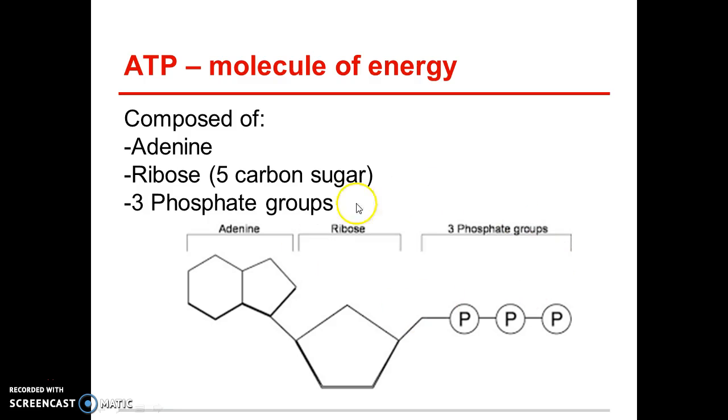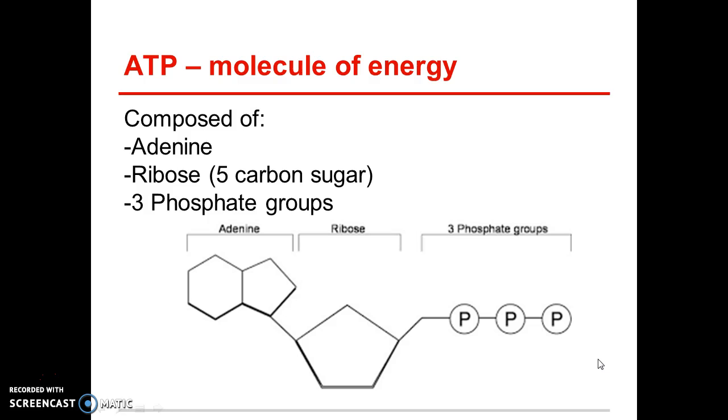Please draw this image in your notes, okay, and you should label it. So here is your adenine. This is the end, this is the adenine. The middle is your 5 carbons, so there's 5 corners here. 5-carbon ribose. And then we have our 3 phosphate group, which is the adenine triphosphate. There's 3 phosphates. And those are our energy molecules that are inside the cell.